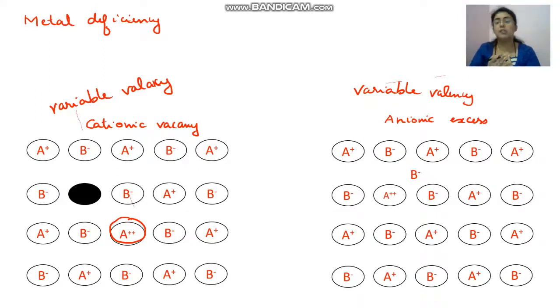This is also expected to be shown by transition compounds, but the problem is that B minus ions are quite large, and practically it is not possible for large B minus ions to occupy these small interstitial sites. Therefore, this anionic excess concept is considered a theoretical concept. We do not have any examples as such.